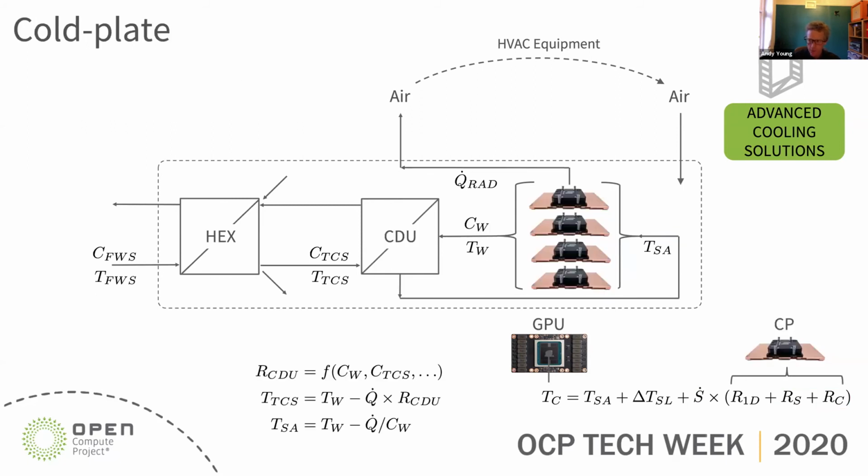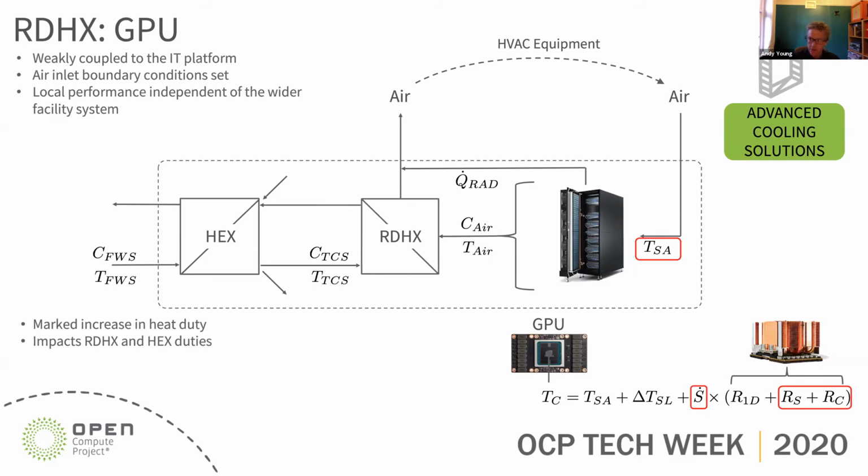So for rear door heat exchangers of these various types, yes, we have to have good control and appropriate duty of the heat dissipation equipment. And if we put too much burden on the HVAC equipment to make up the difference, then that's going to affect our PUE. But essentially the system is well behaved, and therefore standardization is fairly straightforward.